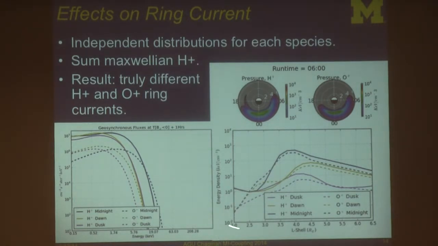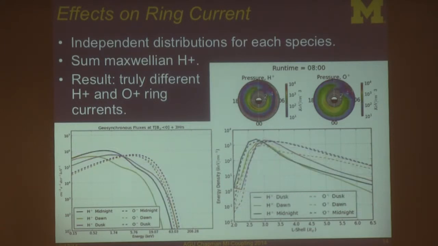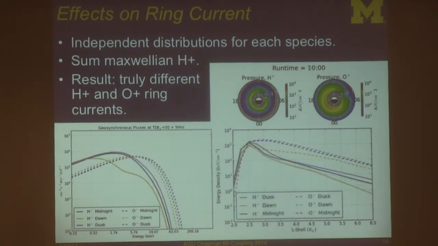Energy density versus L shell, so we can quantify the differences here. As the storm continues, we start to see the contribution from all three populations: the warmer oxygen, the hot but tenuous solar wind, and the cooler and denser ionospheric hydrogen. And I'm just going to flip through these real quick. As the storm continues, we start to see two distinct ring currents.